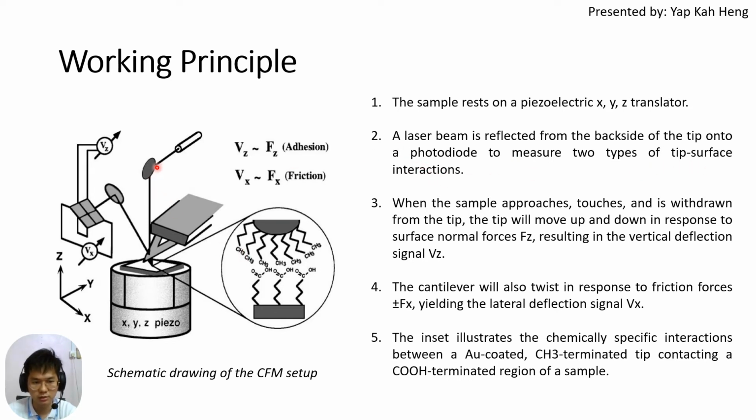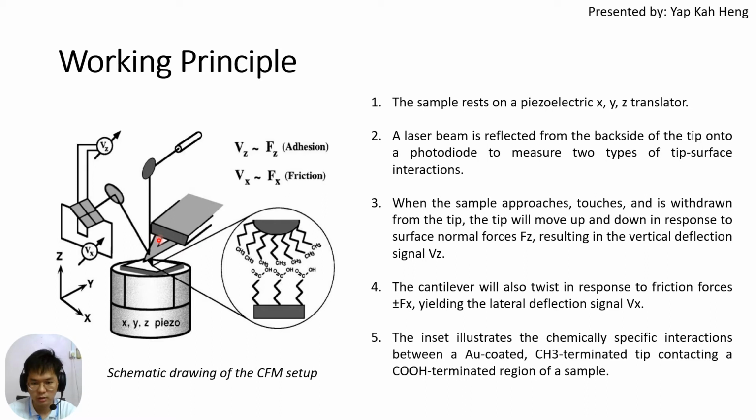So we have a laser over here. It reflects from the backside of the tip onto a photodiode. The laser is to measure two types of tip-surface interaction: the adhesion forces and also the friction forces. We need to measure these two. Then when the sample approaches, touches, and is withdrawn from the tip, the tip, the little triangle over here, will move up and down in response to the surface normal force Fz, resulting in the vertical deflection signal Vz.